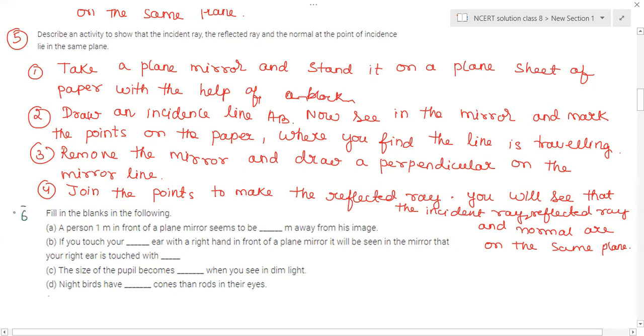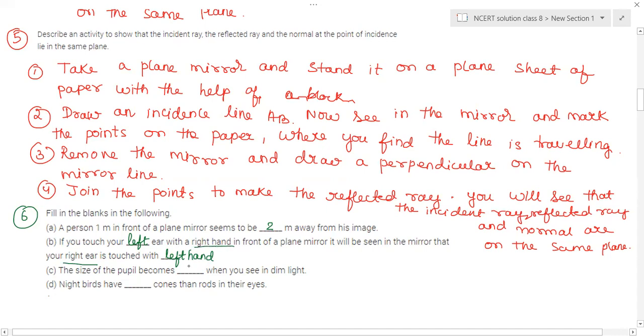Now let's look at the sixth question, which is a fill in the blanks. A person 1 meter in front of a plane mirror seems to be 2 meters away from his image. If you touch your dash ear with your right hand in front of a plane mirror, it will be seen in the mirror that your right ear is touched with. So it is lateral inversion. So you will say left and left hand. Because you're touching your left ear, it will look like the right ear. And you're doing it with the right hand, so it will look as though you're doing it with the left hand, right?